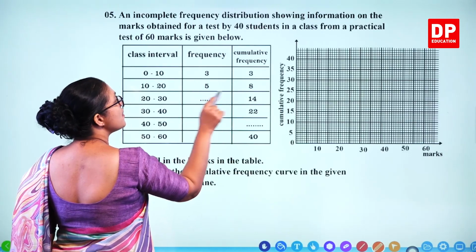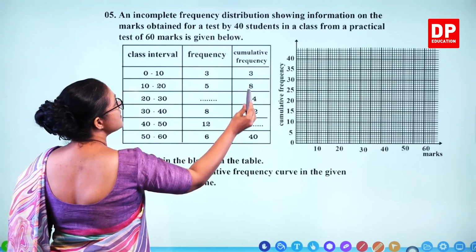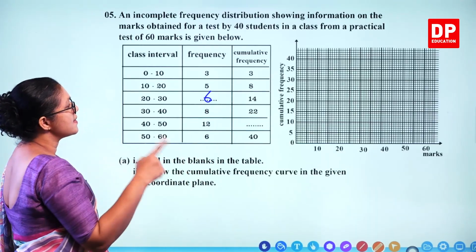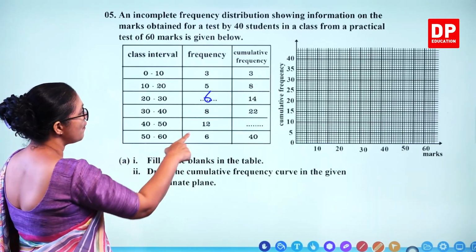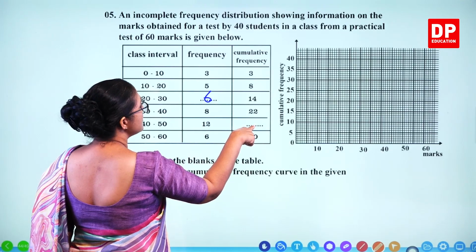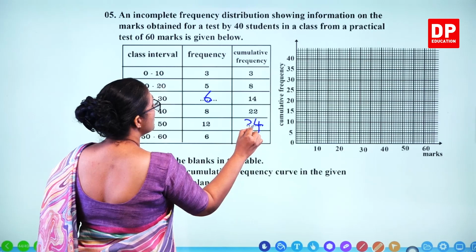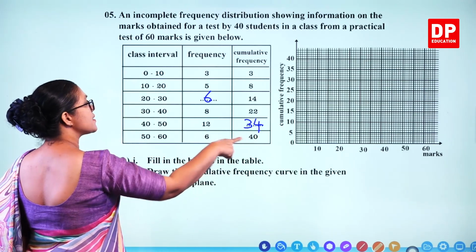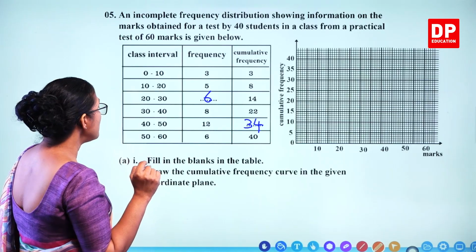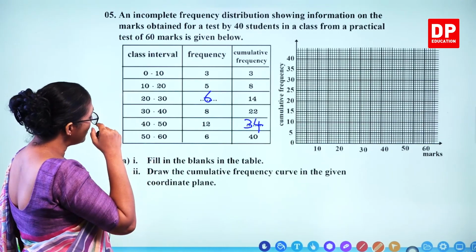8 plus something is 14. So 14 is there. So 14 minus 8 you get here. So 8 plus 6 is 14. Then how do you find this value? 22 plus 12 is this answer. So that's 34. And 34 plus 6 is 40. So those are the two values, and then draw the cumulative frequency curve in the given coordinate plane.